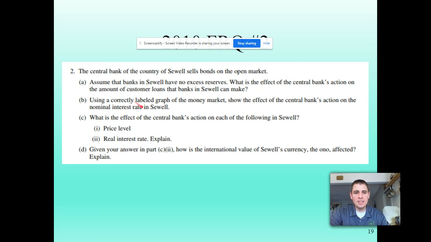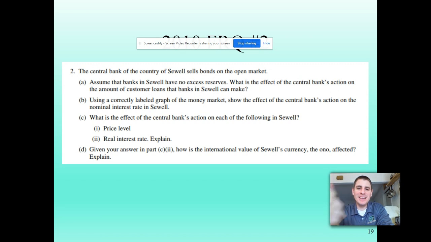So what is the effect of the central bank's actions on the following in Sewell? Price level. Just think, what graph tells us about price level? Well, hopefully you remember the aggregate demand, aggregate supply curve. Price level is in that. That is code for how does the monetary policy influence the aggregate demand, aggregate supply curve. Well, again, remember, buy big, sell small.